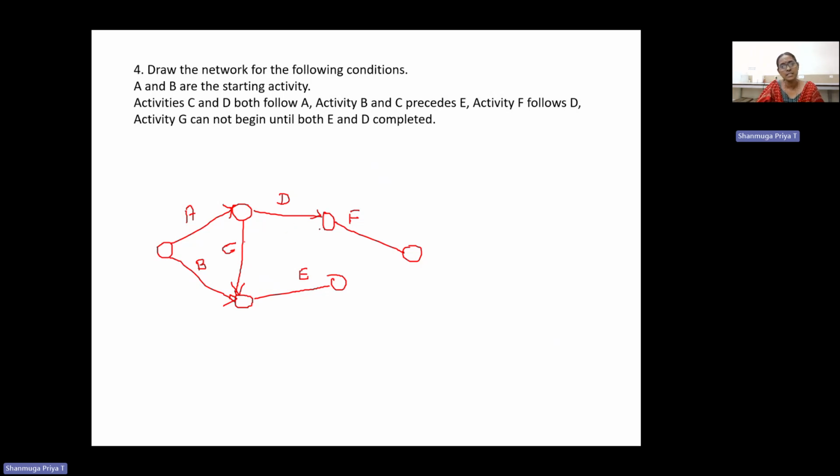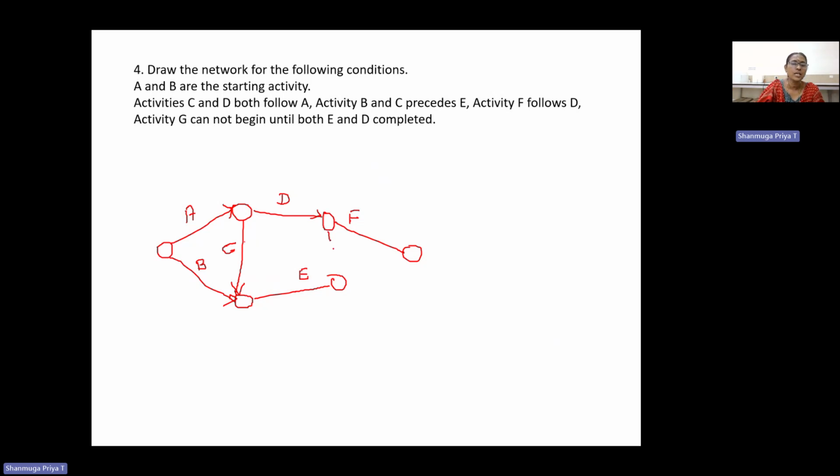So you can see the D is one parallel activity, E is another side of the parallel activity. So both will not be able to connect. If we connect E with this node, that is D ending node, then the F condition won't be satisfied because F follows D only. So this condition won't be satisfied. So there is no other way, because F will start once D is completed. Then E is a separate activity. So for the next condition, G will start only when both E and D are completed. So there is no other way.